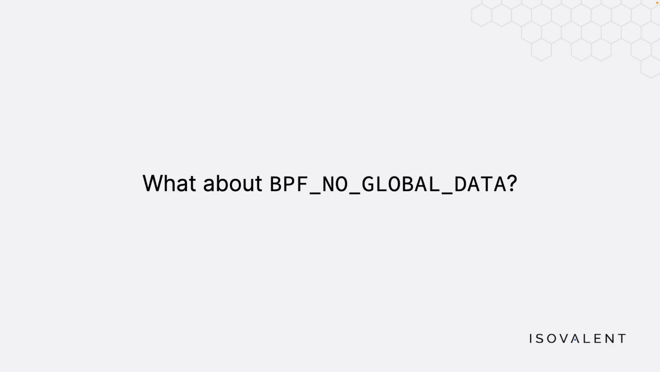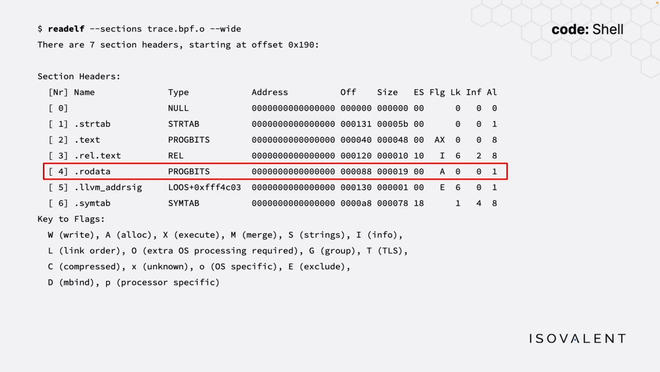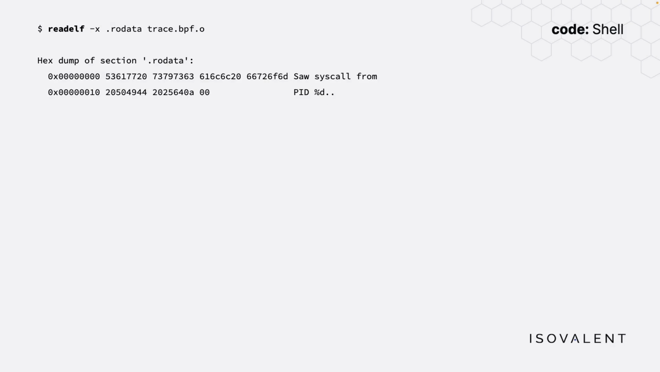So going back to something we talked about before, what about this BPF no global data? Well, now we can finally explain that. If you didn't have BPF no global data 1 at the top of your program, then when it compiles it, what LLVM will do is instead of pushing static information like strings onto the stack manually, it would instead encode it into a bit of the produced object file called RO data, read-only data.